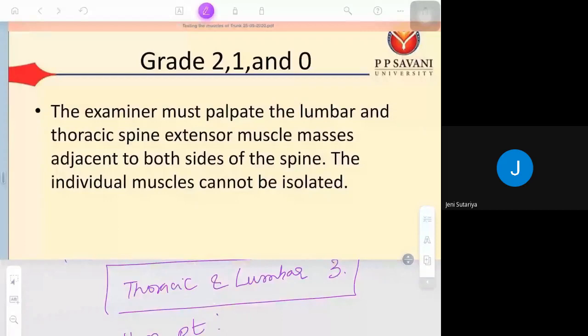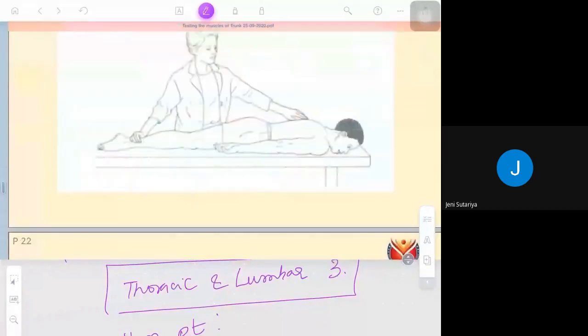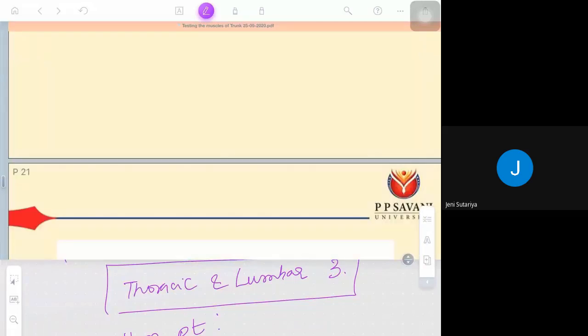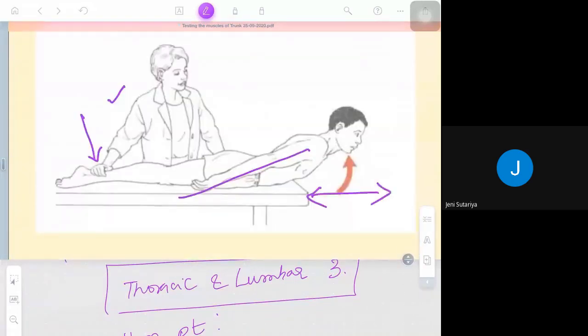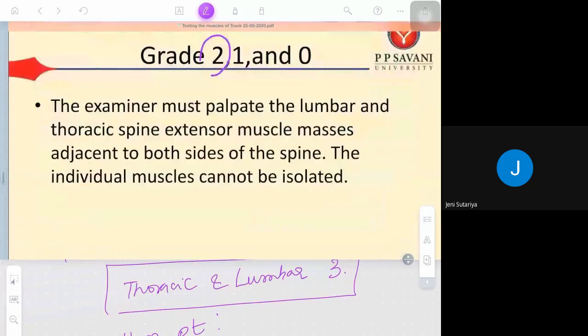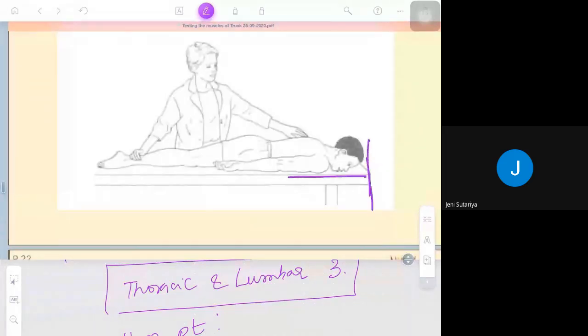This is the position. Now you see he is completely lying on the table. You see this diagram, this much body is out of the table. This is for 3. Position for 3. For position for 2, 1 and 0, you see what is the position of patient? He is lying completely on the table.